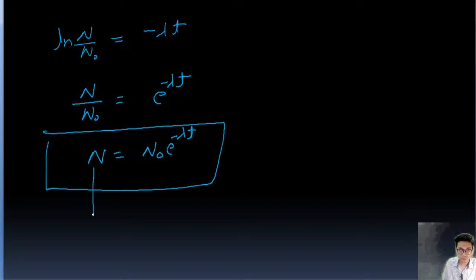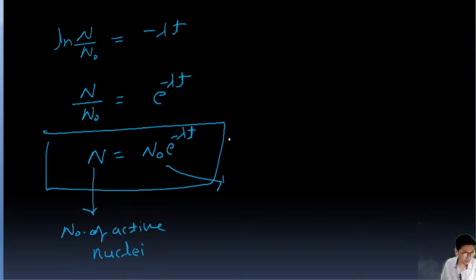N is the number of active nuclei, and N0 is the number of initial nuclei. Okay, this is an important formula, guys. You need to note it down and memorize it.